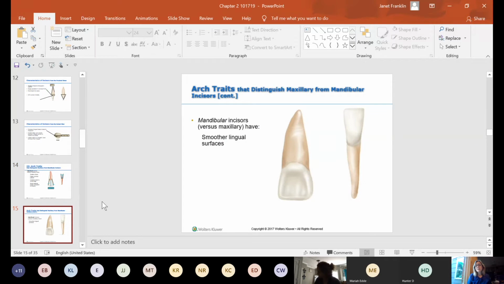Mandibular incisors have smoother lingual surfaces. So if you take your tongue and you rub it along the lingual surfaces of your upper incisors, everybody do that right now, you can feel some of the grooves in the teeth. It's a little bit rougher. If you take your tongue right now and rub it against the lingual surfaces of your lower teeth or your mandibular incisors, they're very smooth. You don't feel all the grooves and stuff.